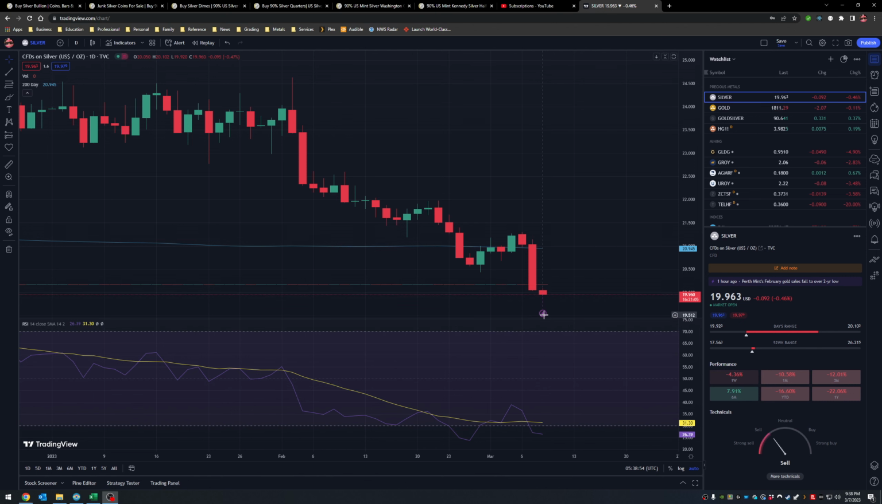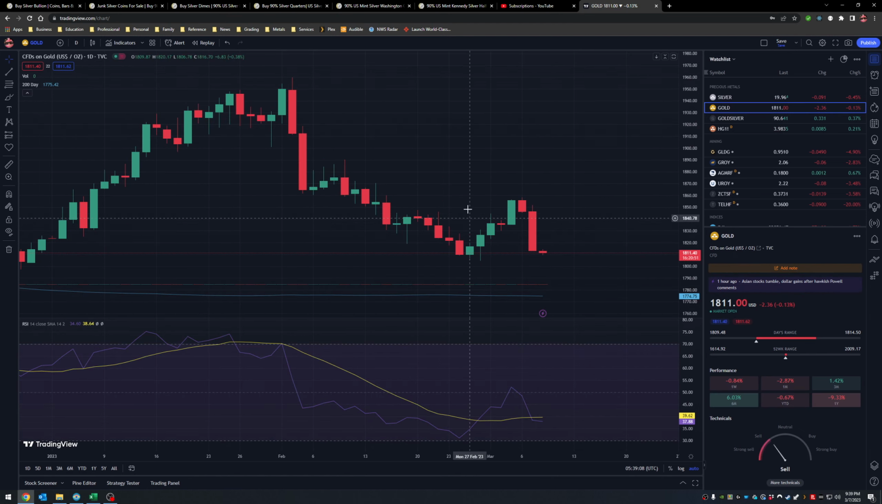Another interesting little tidbit, apparently the Perth Mint had some low sales posted or something like that. So gold and silver are kind of attached at the hip, but these are some of the reasons why we're seeing the price fluctuation. If you look at gold, it's also doing something interesting, but it's still above. I don't know if I have the 200 day on. Anyway, you can take a look at that.